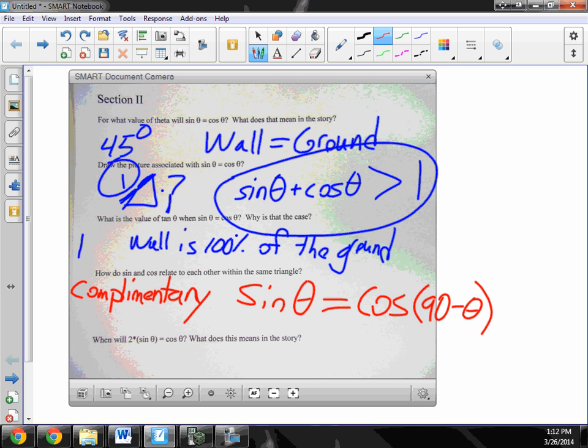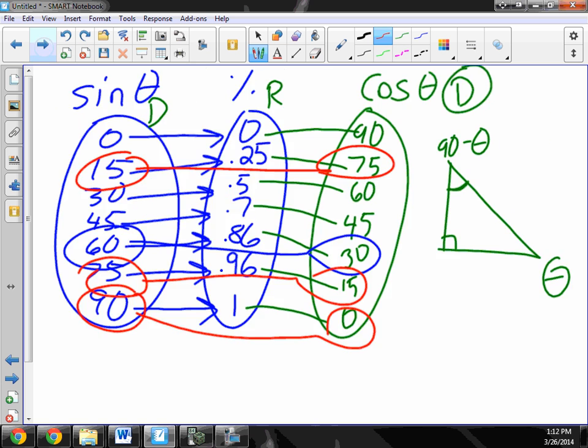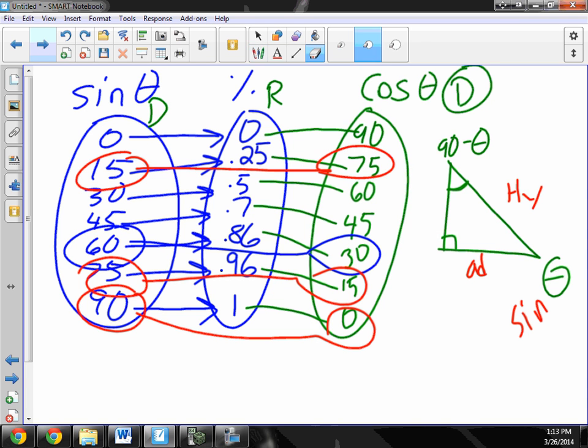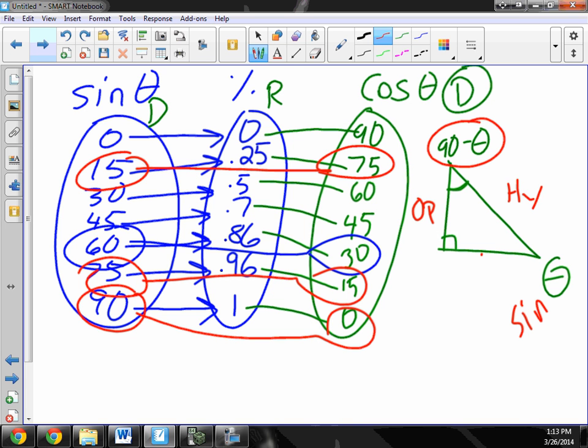Now, you want to see that in picture form? Well, you already saw it. So, what is the sine of theta? Well, it's going to be adjacent over hypotenuse. Or, sorry, I got that wrong. It's going to be opposite over hypotenuse. Okay? What is the cosine of 90 minus theta?